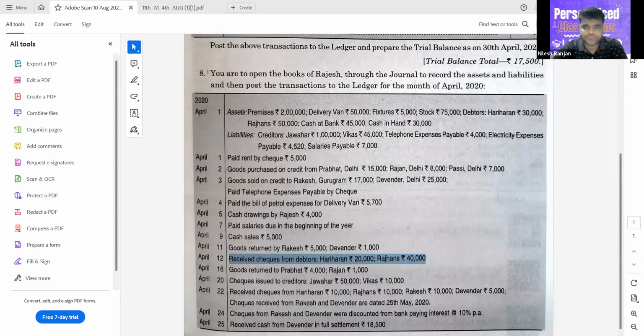Okay, sir. So Hariharan account, to balance 30,000. To balance BD. B for balance brought down. Oh, okay, sir.